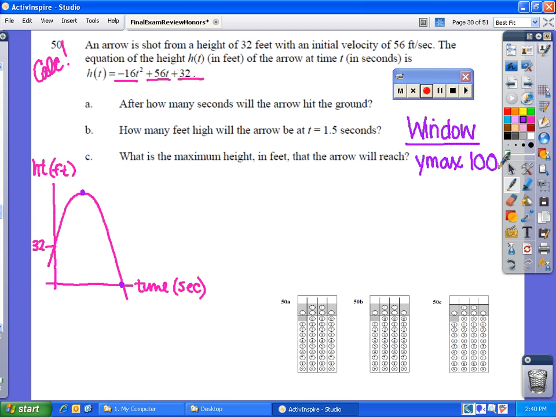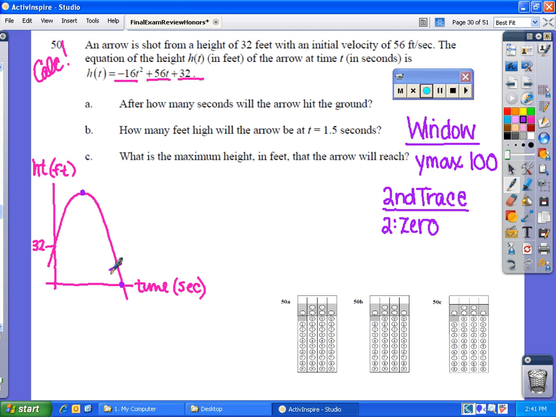Our first question in A is how many seconds will it take for the arrow to hit the ground? We're going to use second trace, and under this, a feature number 2 called 0. When you hit number 2, it's going to ask for a left bound, and we're going to move our cursor from the y-axis, where it can normally be found, around to the x-intercept that we're trying to find.